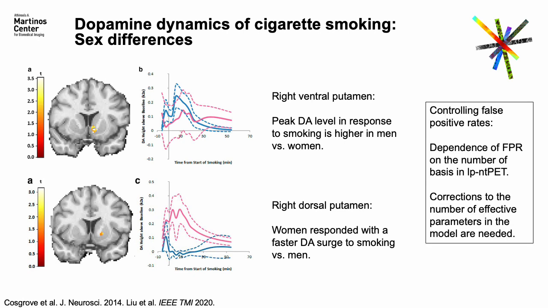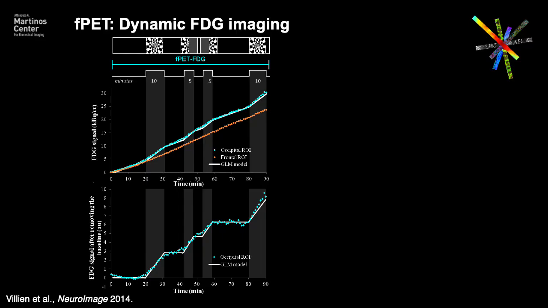But when using these models, we also introduce more parameters, and so it is important to control for false positive rates. There are several publications that have shown that the false positive rates depend on the number of basis functions in these models, and that it's important to have corrections for the number of effective parameters in the model.